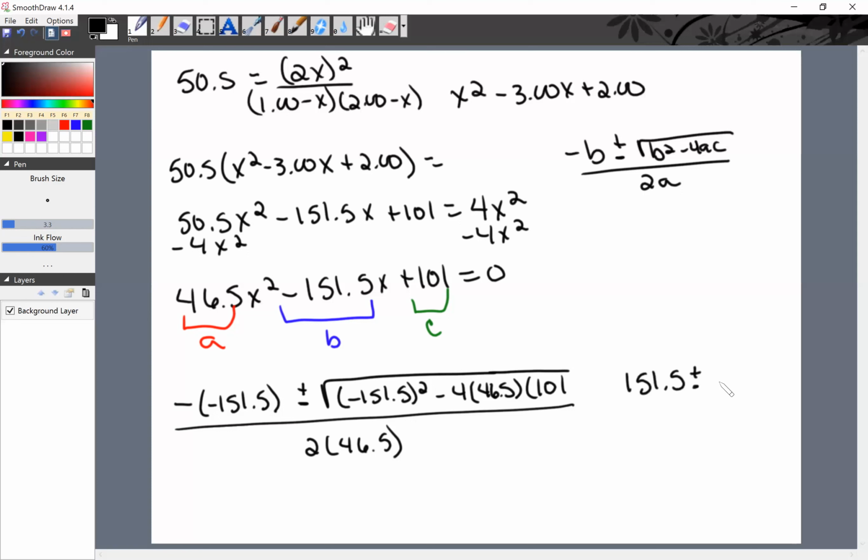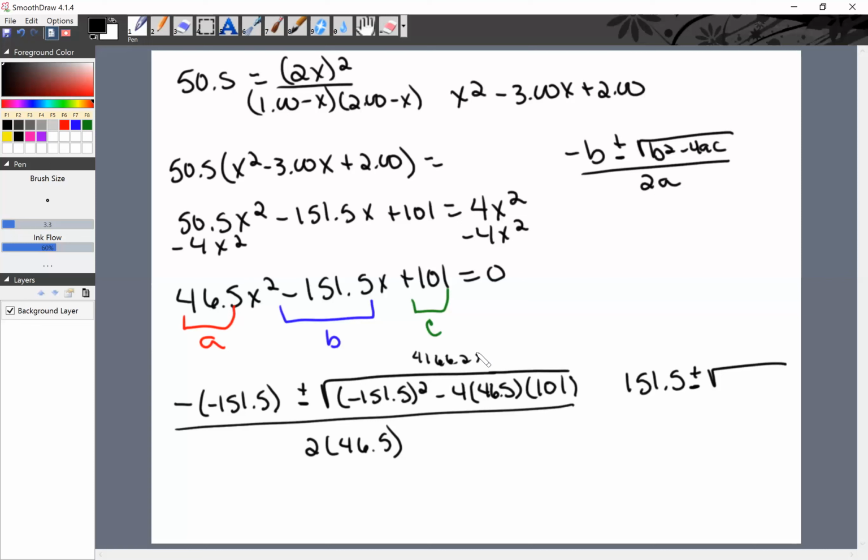All right, in the end, I'm going to come up with 151.5 plus or minus the square root of, so 151.5 squared, that one is 22,952, and then 46.5 times 4 times 101, and that is subtracted. So underneath, I'm coming up with 4166.25, and I'm going to do it again just to confirm. 151.5 squared and 4 times 46.5 times 101. And I'm going to subtract that, and I came up with a different answer, so I'm going to try it one more time.